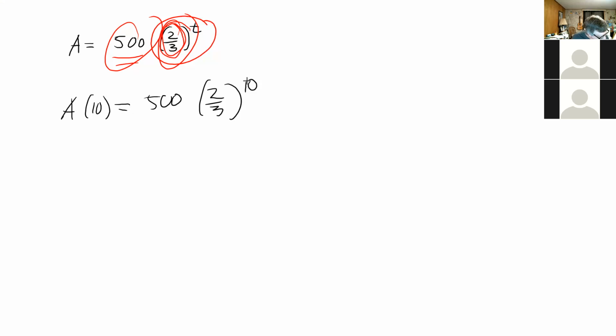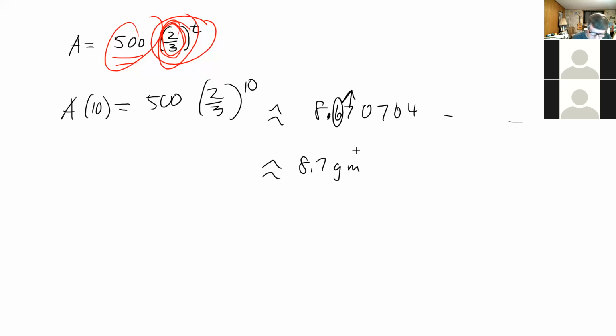Okay. It says round to the nearest 1/10 of a gram. So we're going to put that in our calculators. We've got 500 times (2/3) raised to the 10th power. And I'm getting 8.67076 and so on. It said round to the nearest 10th, so the 6 is in the 10th column. The 7 would round up, so approximately 8.7 grams is what's left.